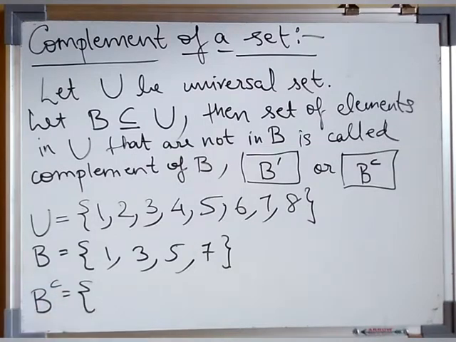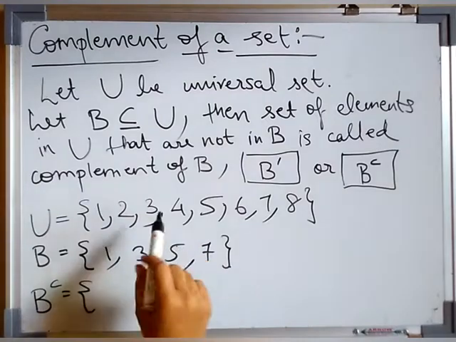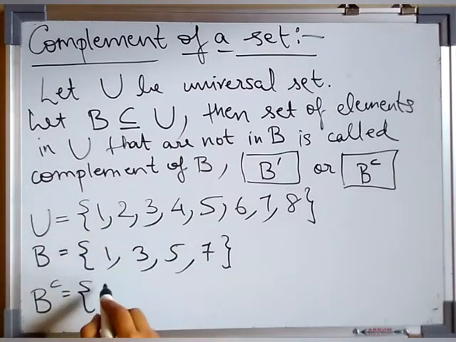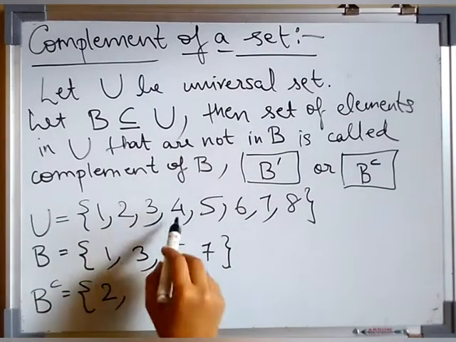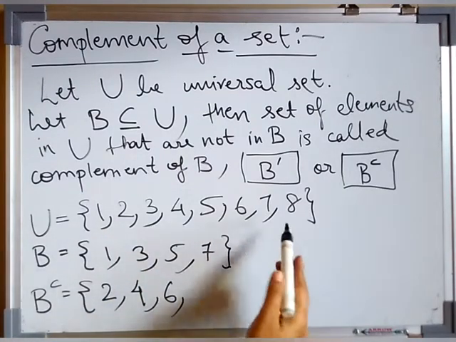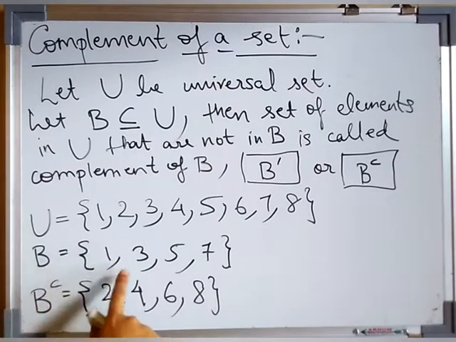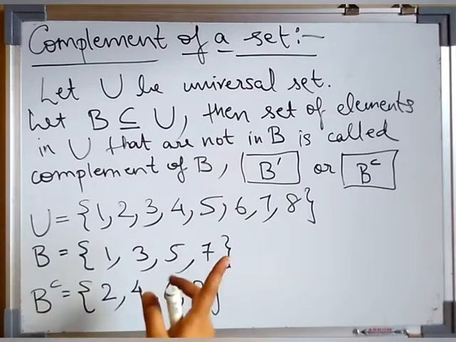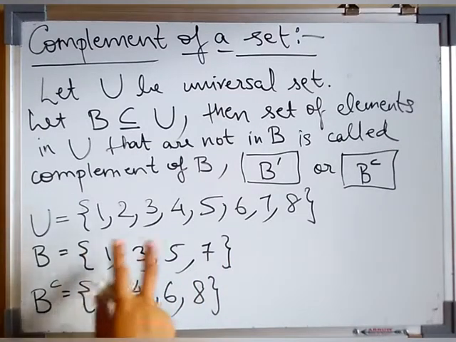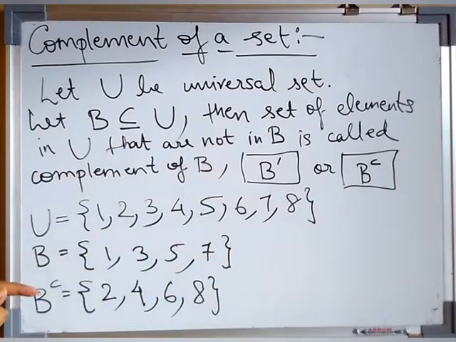Then what will be B complement? B complement will be the set of all those elements which are not in B but in U. That means elements in U: 2 is an element in U and not in B, 4 is an element in U and not in B, 6 is, and 8 is. So when I took B to be the set of odd numbers, I got B complement as the set of even numbers in the particular universal set.